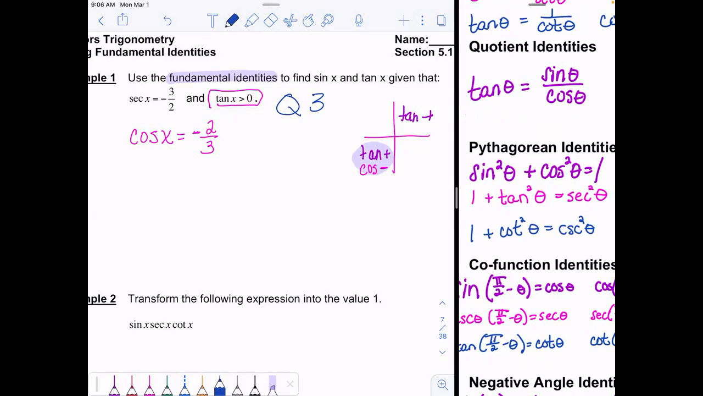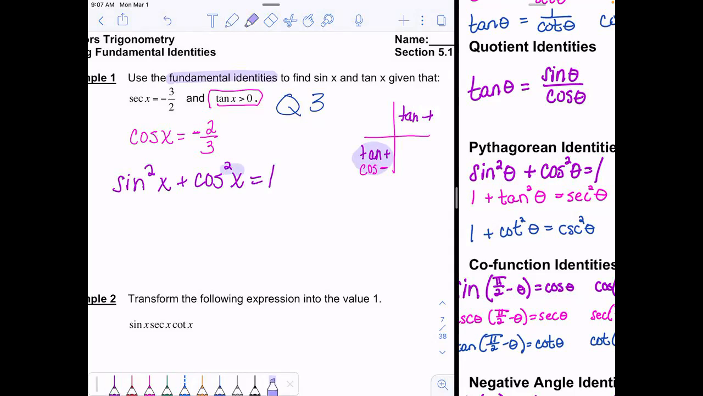And if I want to find the sine and I know cosine, I should be able to plug a value into the identity. So I'm taking the sine squared, and instead of theta, I'm going to make it x since x is in the information we have, plus cosine squared, and then that's equal to 1. So that's the identity we're going to use.